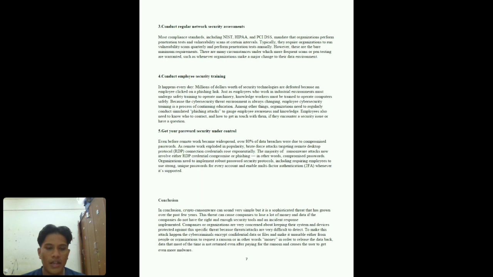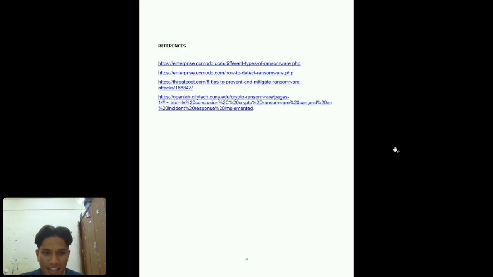To make this happen, the cybercriminal encrypts confidential data or files and makes them unusable to people or organizations, to request ransom, or in other words money, in order to release the data back. Data that most of the time is not returned even after paying the ransom, and causes the user to get even more malware. Okay, these are our references for the case study.